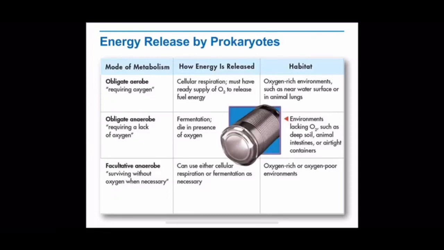Number 3, we have the facultative anaerobe, which is surviving without oxygen when necessary. And how their energy is released, they can either use cellular respiration or fermentation as necessary. And their habitat can be oxygen-rich or oxygen-poor environments.